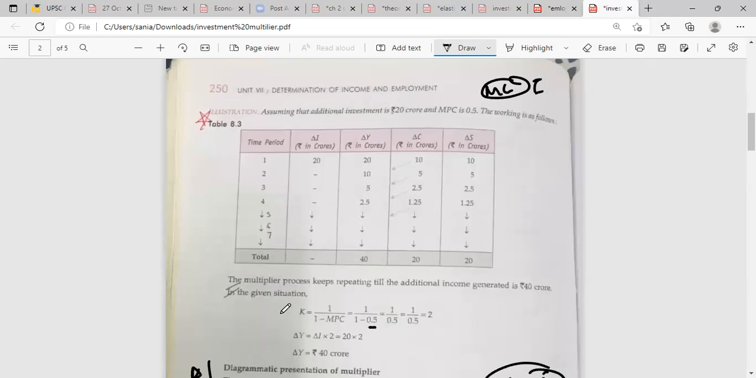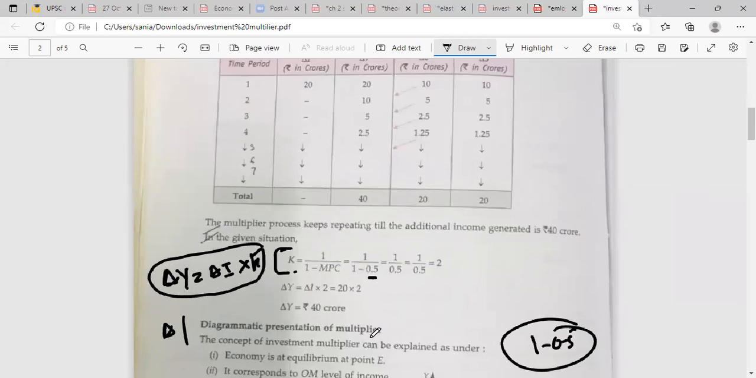Now, first of all, you will write this formula. Then you will write delta income equals delta I multiplied by K. And then you will put the other formula. Clear? Okay, write it down. Then we'll do the other things.